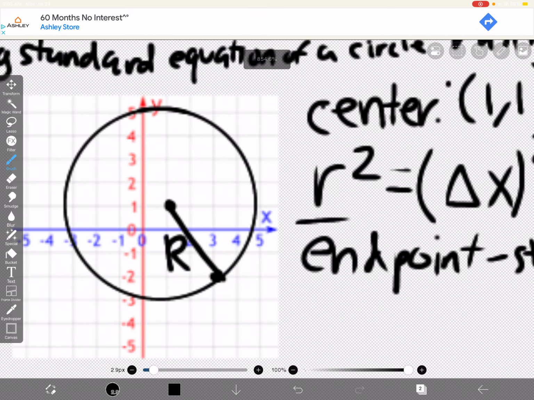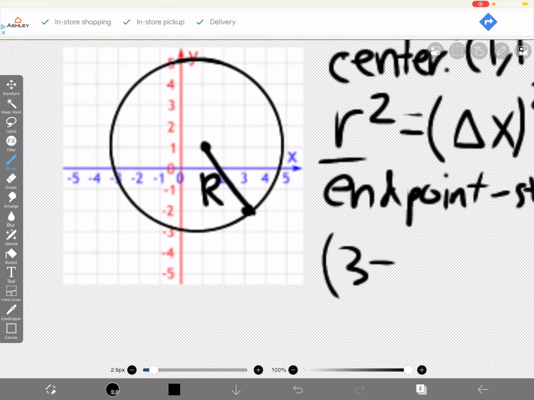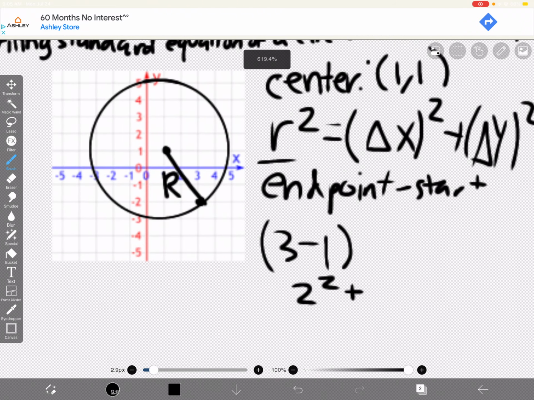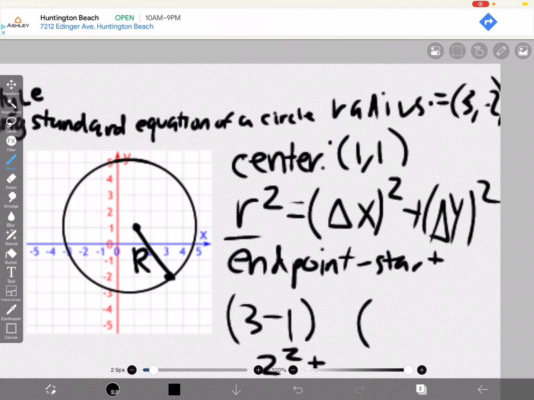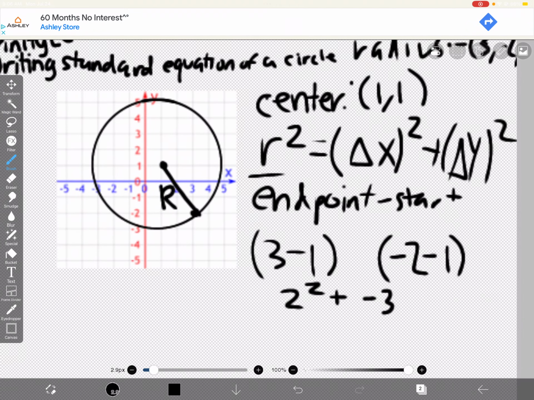So that would be 3 minus 1. So that would give us 2 squared plus the endpoint of y of the radius of y is -2 minus 1. So that would be -3 squared.